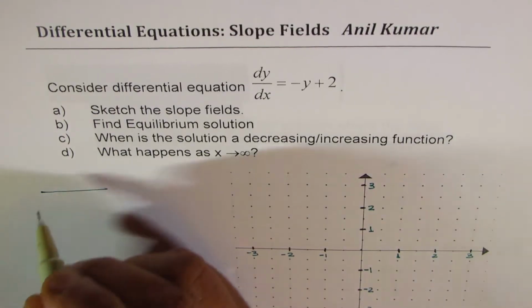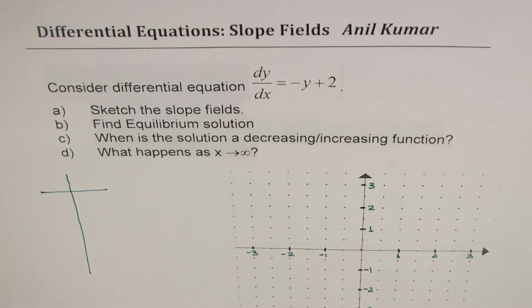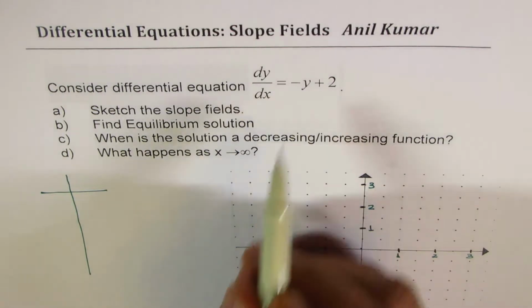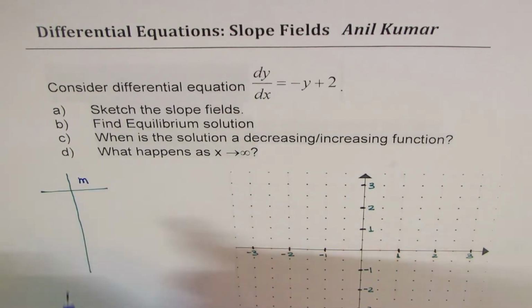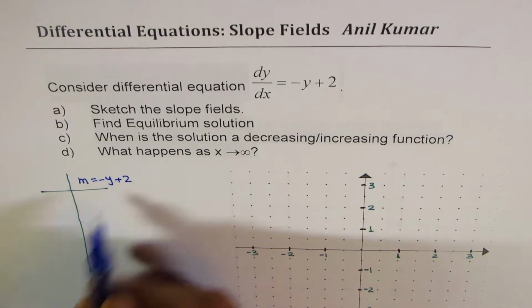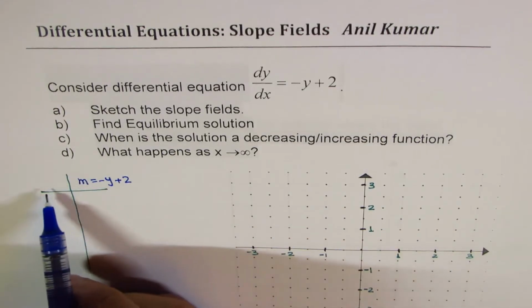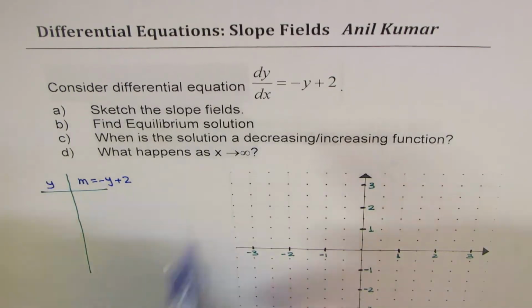Whenever you have to draw slope fields, it's always a good idea to take the coordinate points. Now since dy/dx, or rather I should say slope, is just minus y plus 2, independent of x, there is no point taking x values. So we'll only consider the y values and we'll calculate the slope.